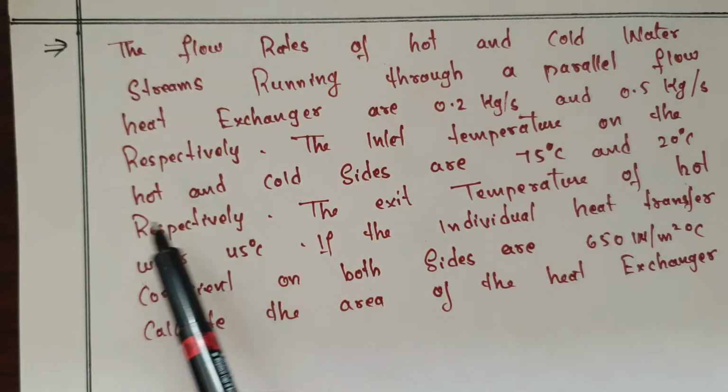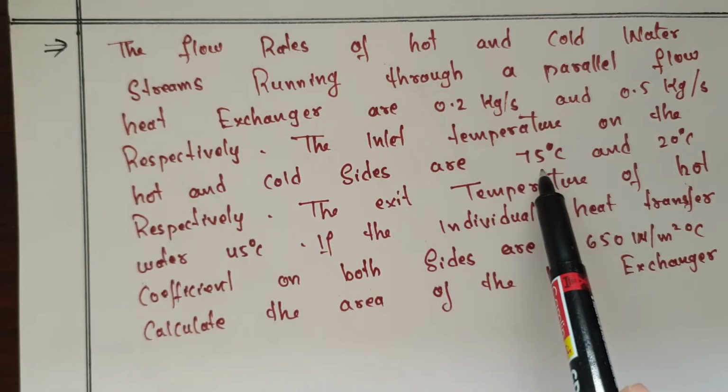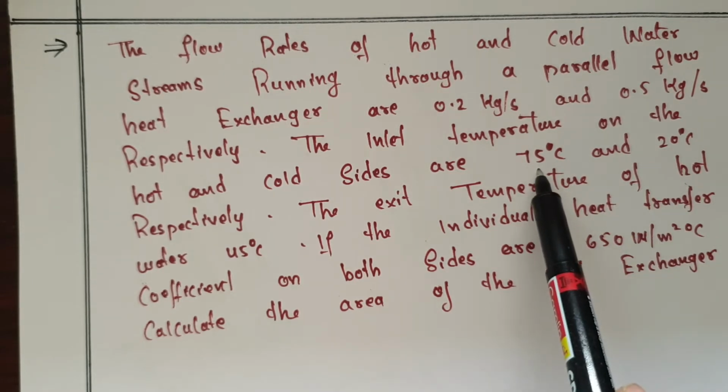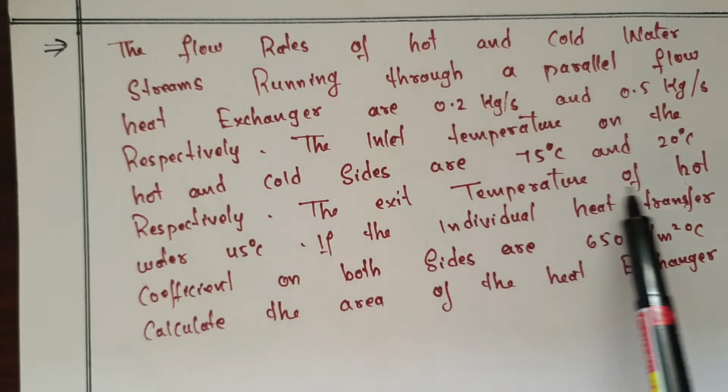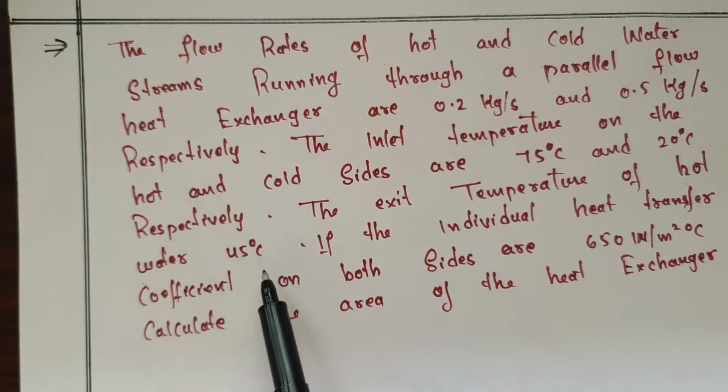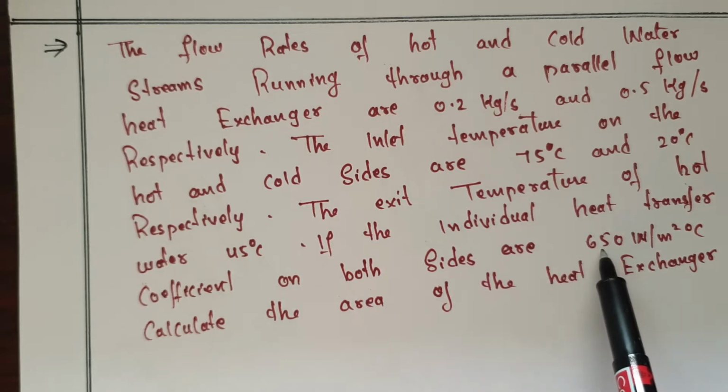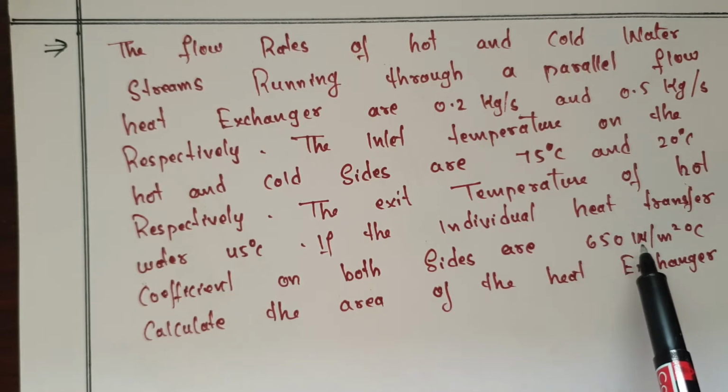The inlet temperatures of the hot and cool sides are TH1 and TC1 respectively. The exit temperature of the hot fluid is TH2. The individual heat transfer coefficients on both sides, HI and HO, are given. HI is equal to 650 watt per meter square degree centigrade.